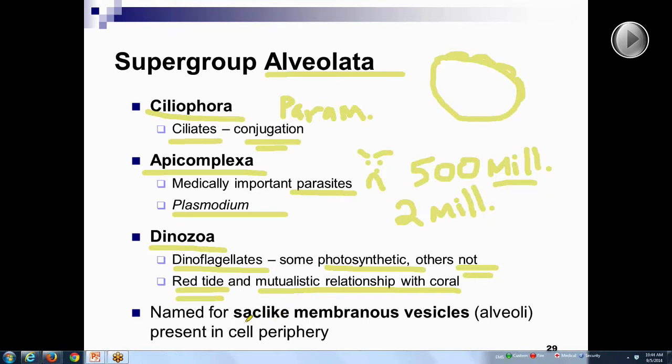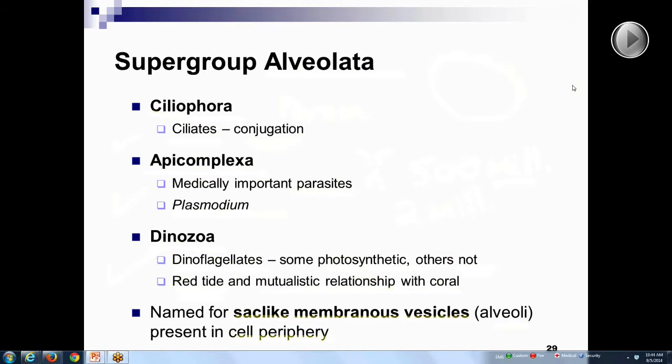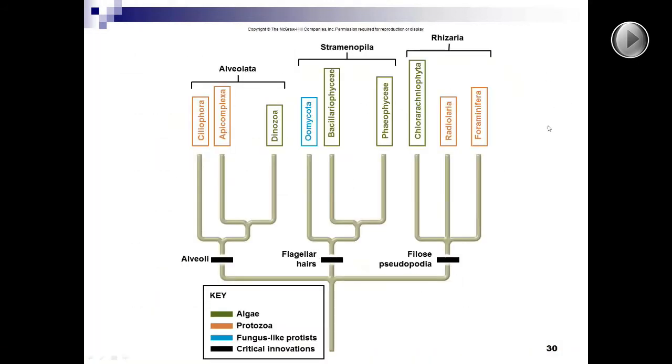You can see all these guys, again, they're named for their sac-like membranous vesicles, the alveoli along the cell periphery. That's true for all three of these groups. They all have the alveoli vesicle structures along that cell periphery. So a very diverse group. I do want y'all to be able to see something kind of neat about the dinoflagellates here. I'm going to show you a video on that.